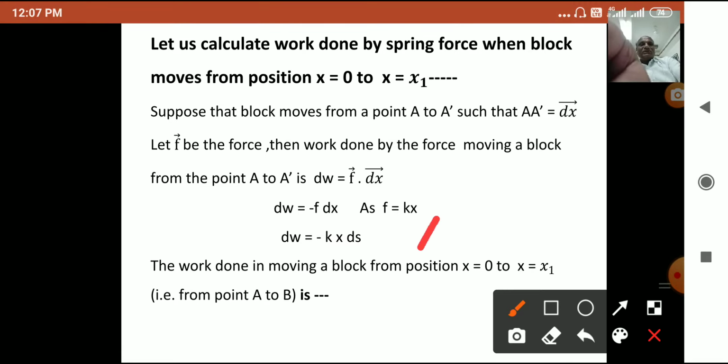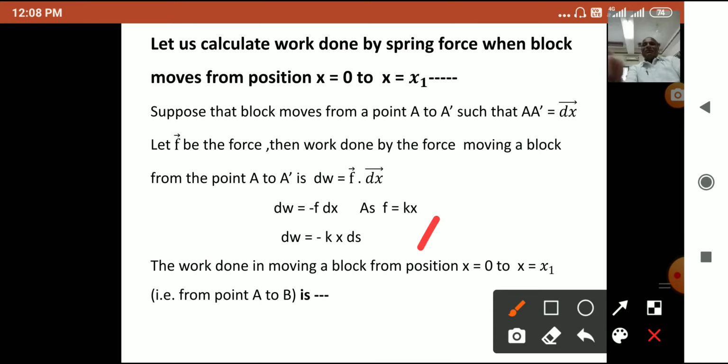So this is the derivation. The small work done dW is equal to minus K x into dx. Here ds or dx, you may take any symbol for this. Why have we taken the negative sign? Because force and displacement are oppositely directed.